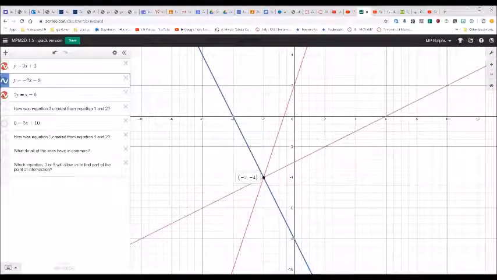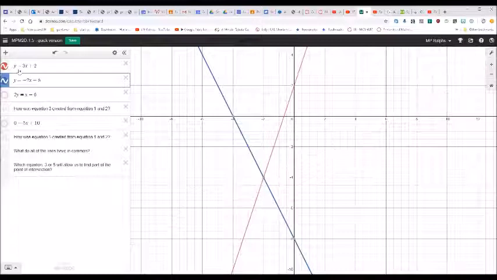Now, I'm going to turn off equation 3. Let's take a look at equations 1 and 2 again. And here's a new equation, 0 equals 5x plus 10. How would I get 0 equals 5x plus 10 from using the first two equations, y equals 3x plus 2 and y equals negative 2x minus 8? Well, if I take a look at y and y, I didn't add them to get 0. I'd actually have to subtract y minus y to get 0.